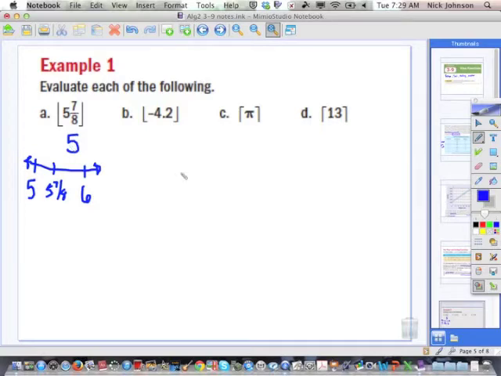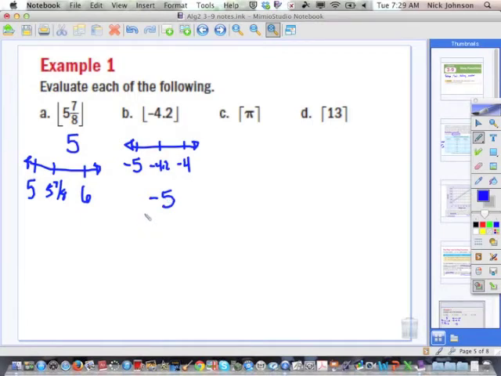Same thing here on B. Negative 4.2. The integer to the left would be negative 5. The integer to its right would be negative 4. Same process. The tabs are on the bottom, so we want the integer that is to the left. The integer to the left is negative 5.